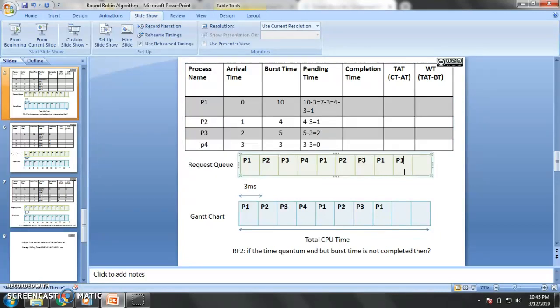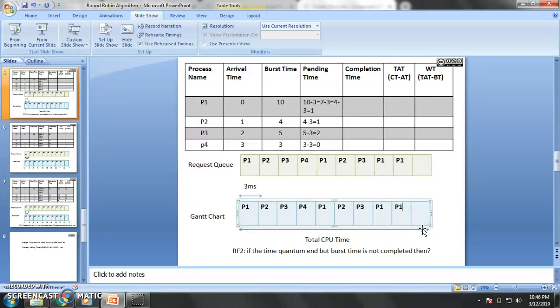So after that, P1 will be processed once again, but now it requires only 1 microsecond. So that quantum will not continue for 3 microsecond, it will continue only for the 1 microsecond. In this way the processes will be executed. So the Gantt chart will give the proper execution sequence. Depending on that we have to calculate the total turnaround time and total waiting time.